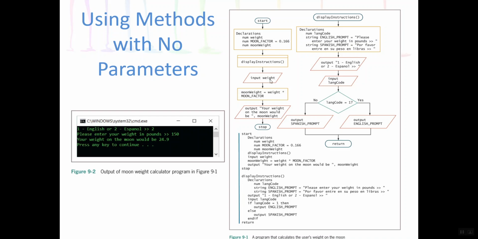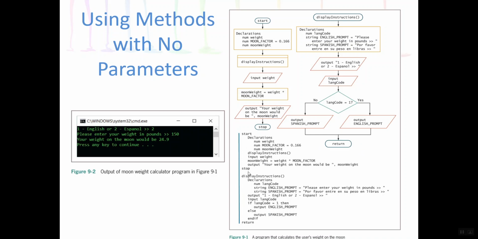The rest of the program asks the user for their weight. It takes that weight times 0.166 to calculate the moon weight, and then it outputs the answer. So that's the flow chart. Pseudocode is the same down here.